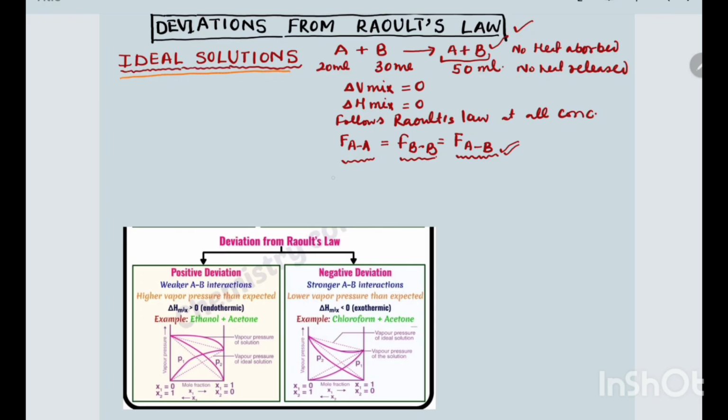For example, if you take a mixture of n-hexane mixed with n-heptane, they make an ideal solution. How can we say they make an ideal solution? Because they fulfill all the conditions, that is delta V mixing is equal to 0, delta H mixing is 0, and number 3, this solution follows Raoult's law at all concentrations.